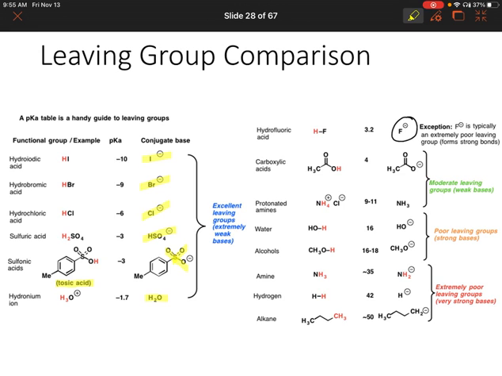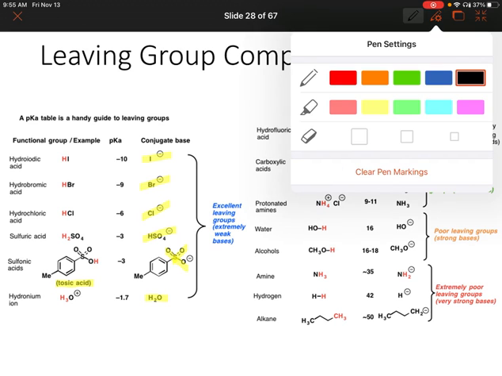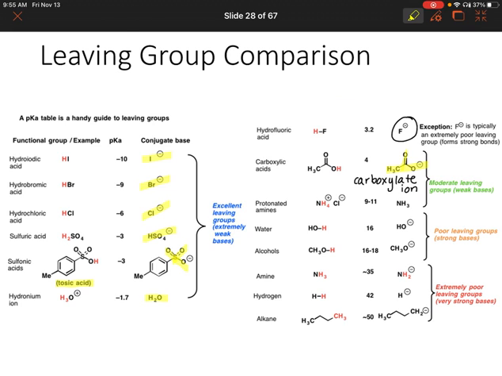Now, there are some moderate leaving groups, so groups that can leave, but they might not be super stable. So these would be, for instance, the conjugate base of a carboxylic acid. We also call that a carboxylate ion. And we'll learn more about those later on. And then ammonia is also a fairly good leaving group.